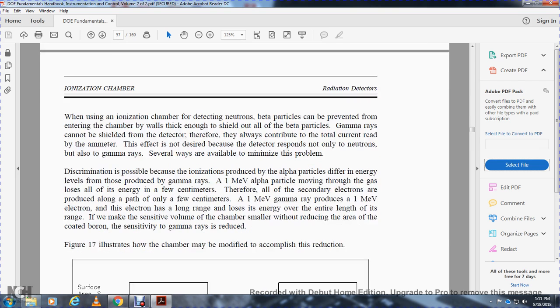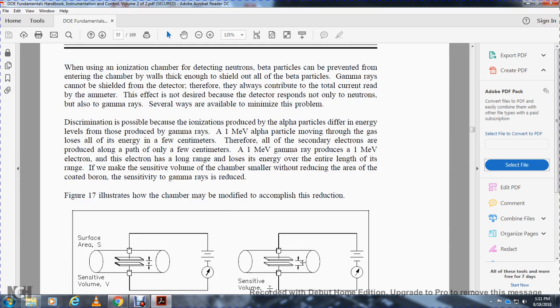Several ways are available to minimize the problem. Discrimination is possible because the ionization produced by an alpha particle differs from that produced by gamma rays. A 1 million electron volt alpha particle moving through the gap travels a distance of only a few centimeters. Therefore, all the secondary electrons are produced along a path of a few centimeters. A 1 million electron volt gamma ray produces a 1 million electron volt electron with a long range, losing its energy over the entire length of its range. This makes sense if the volume of the chamber is small, but by reducing the area of the boron-coated surface, sensitivity to gamma rays is reduced.